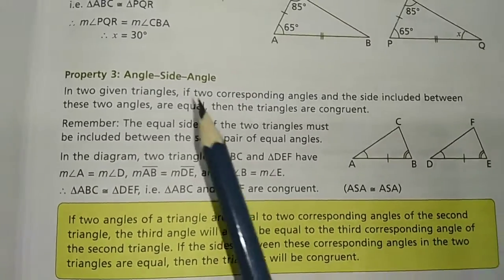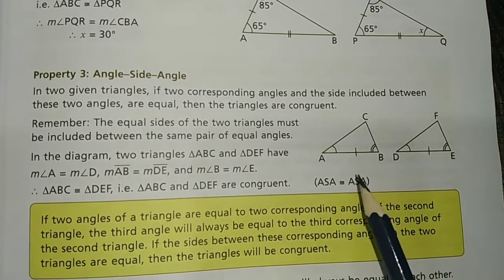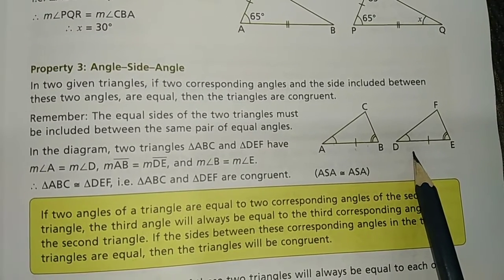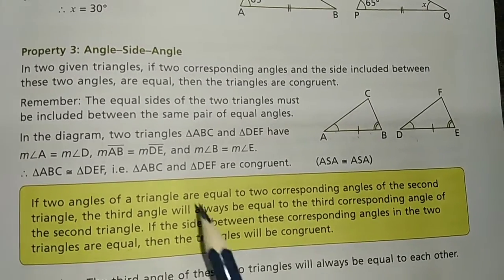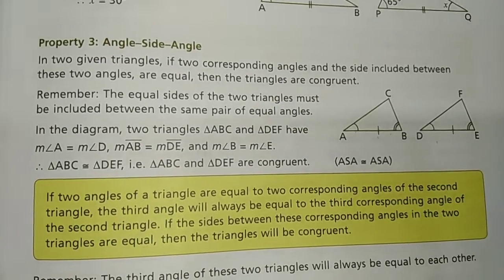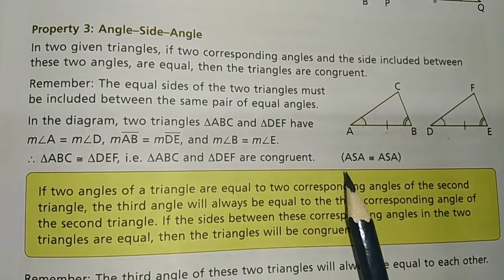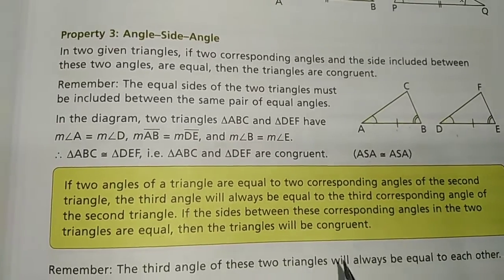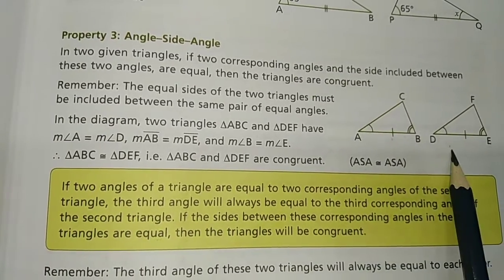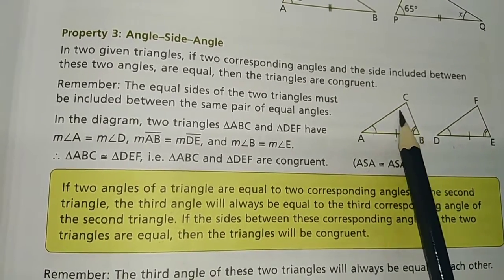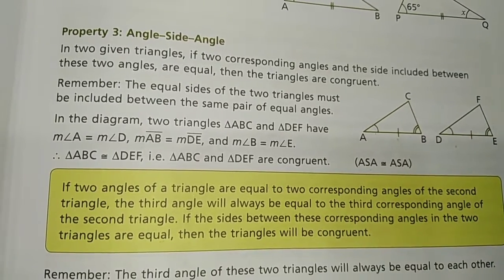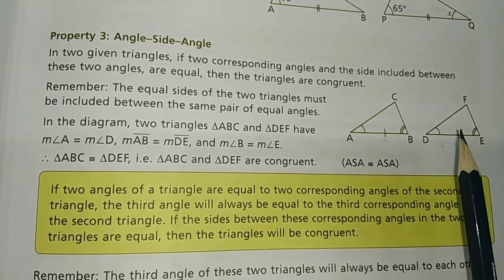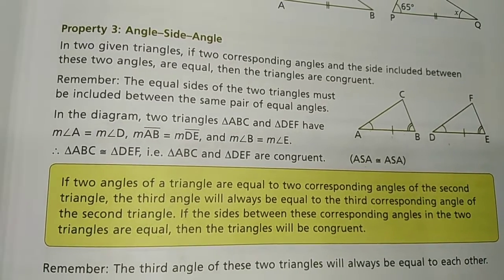Now the third property is angle side angle. In the two given figures, if two corresponding angles and the side included between them are equal, then the triangles are congruent. So triangle ABC and triangle DEF are congruent by the property ASA, that means angle side angle. If two angles of a triangle are equal to the two corresponding angles of the second triangle, the third angle will always be equal to the third corresponding angle of the second triangle. And if the sides between these corresponding angles in the two triangles are equal, then the triangles will be congruent.